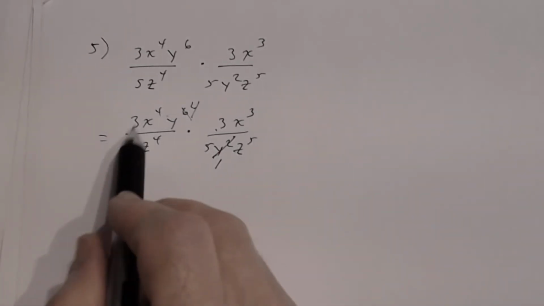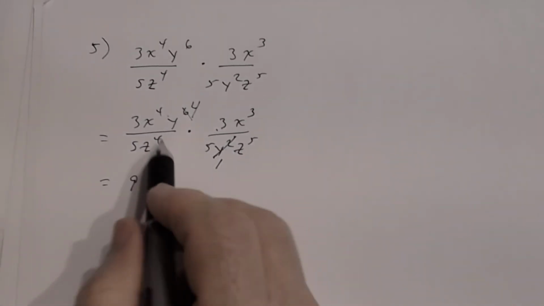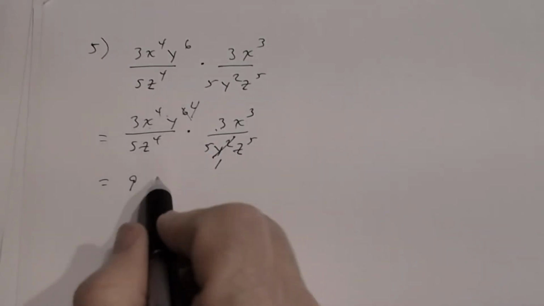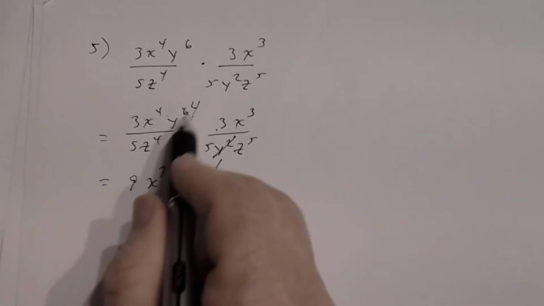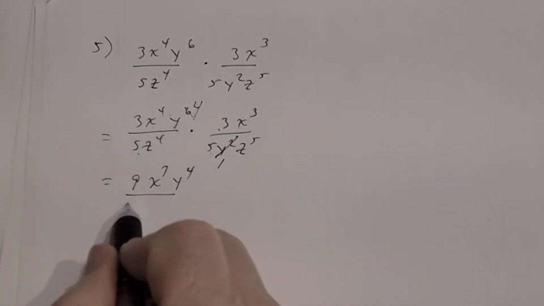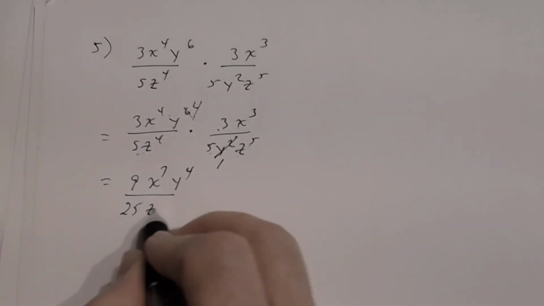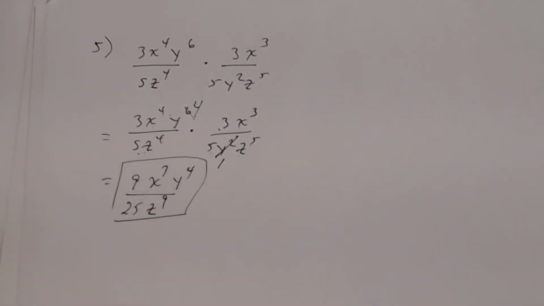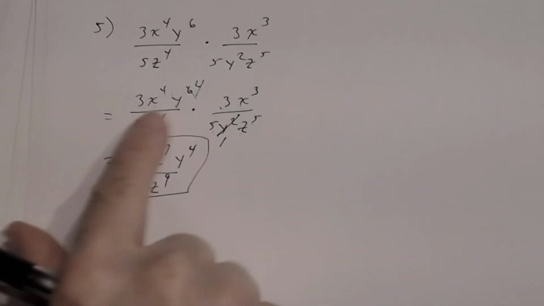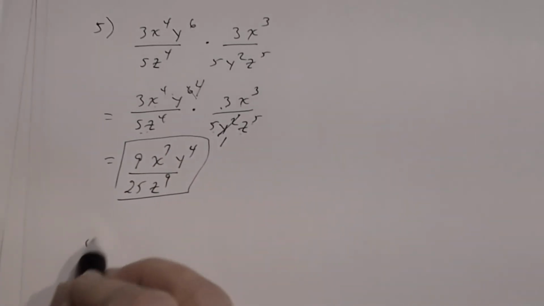So you're going to get 3 times 3 is 9. X to the fourth times x cubed is x to the seventh. Y to the fourth divided by 5 times 5 is 25. Z to the fourth times z to the fifth is z to the ninth. And that's it. That's your answer. So you simplified first, and then you multiplied your numerators, and you multiplied your denominators, and you wrote it as one rational expression.